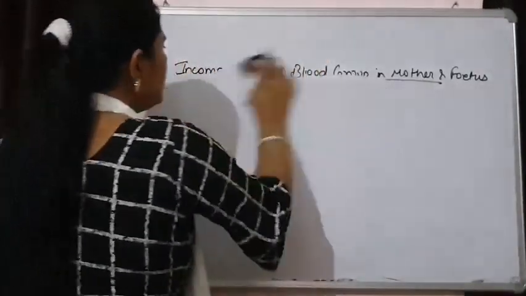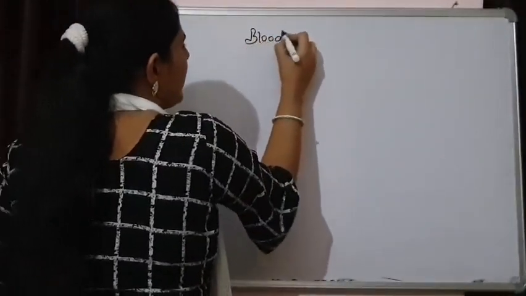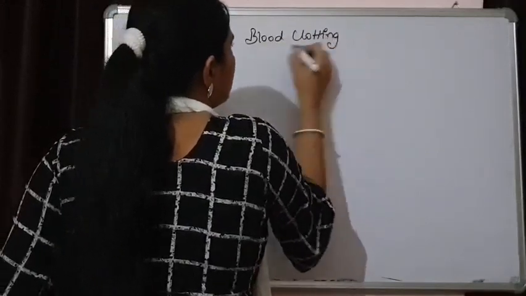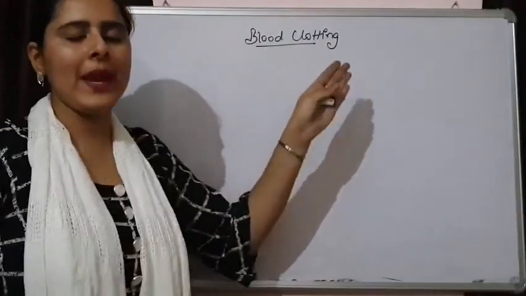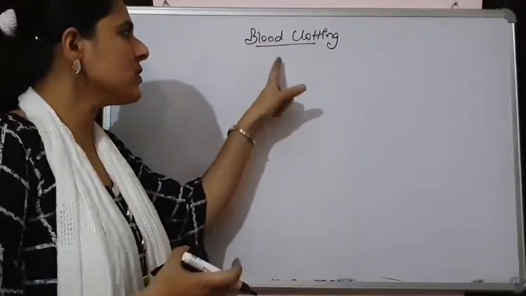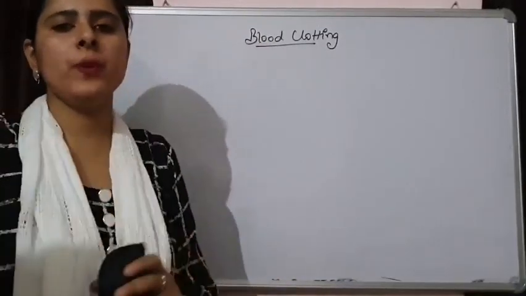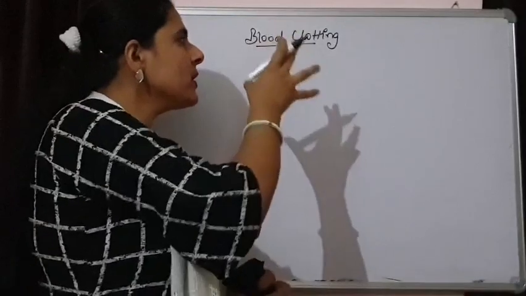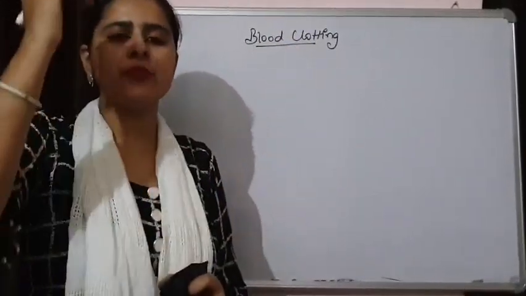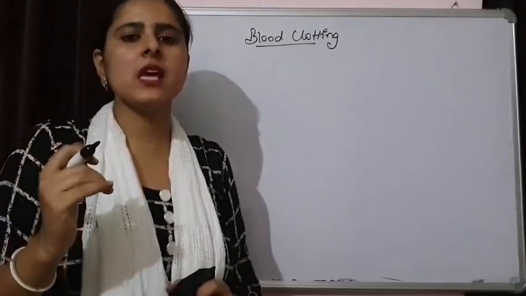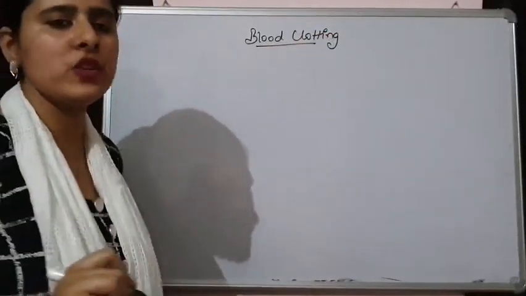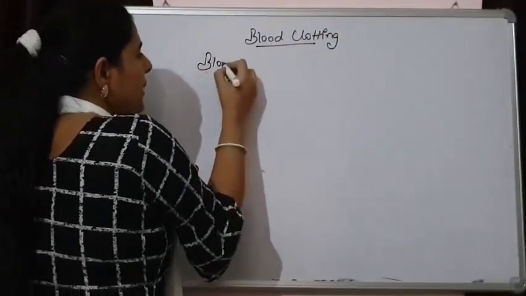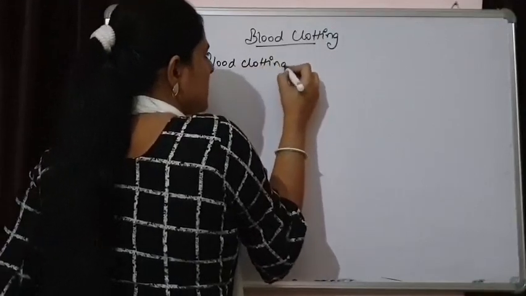Now let's talk about the next topic, that is blood clotting. Blood clotting simply means a clot is formed at the place of injury, and this clot formation prevents the loss of blood from the body. Blood clotting is a cascade in which different enzymes and factors work in a sequential manner, and the factors responsible are known as blood clotting factors.